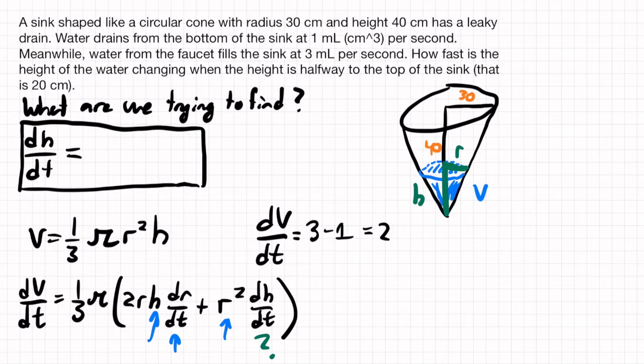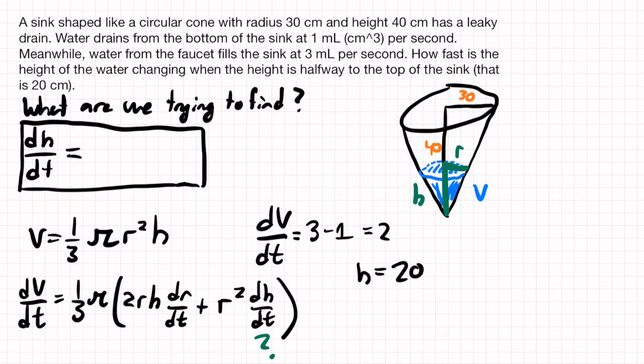And we can use the information we know from the problem. So let's use h. Well, we know that from the problem. It's halfway to the top, or 20 centimeters. So h is 20. And, okay, what's next? So we need to find r, and we need to find dr dt.